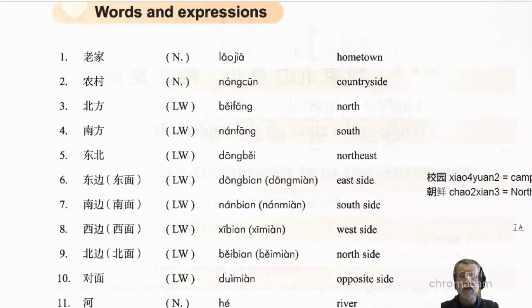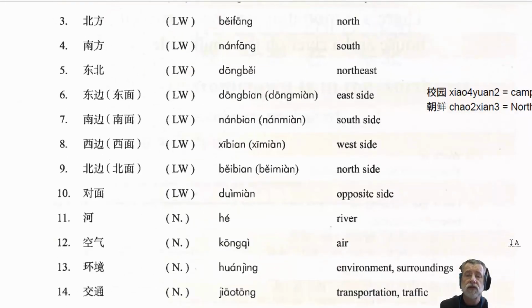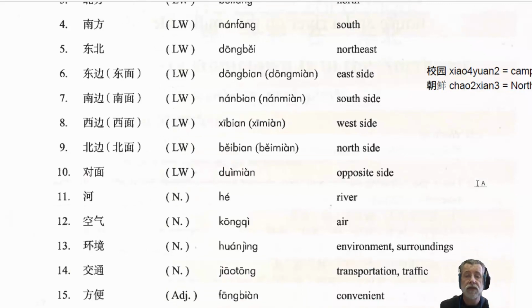One explanation that I've heard as to why they start from dong rather than the north is to do with where the sun rises. So obviously the sun rises in the east each day and sets in the west. So whether or not that's the whole reason, that's certainly a logical reason as to why they might start from the east and work around the compass that way.